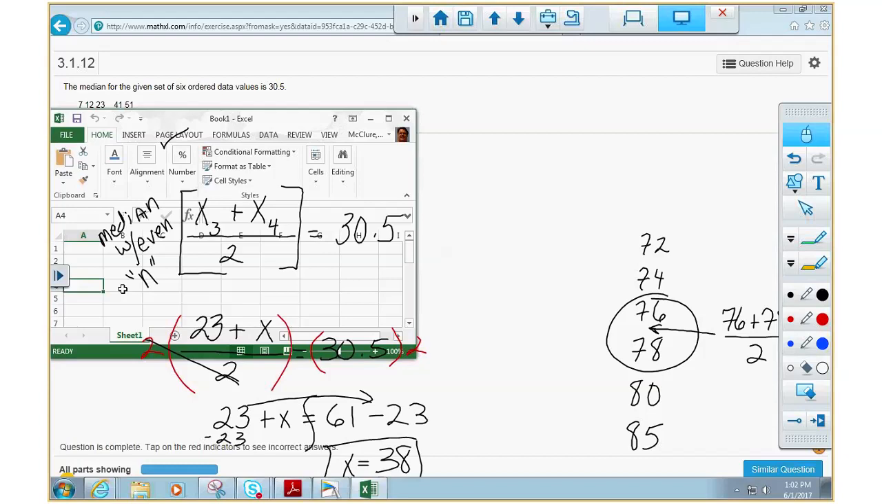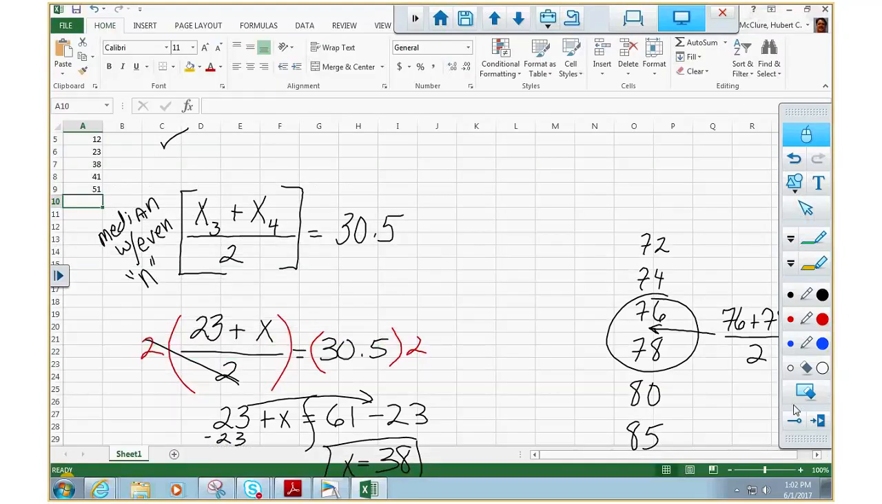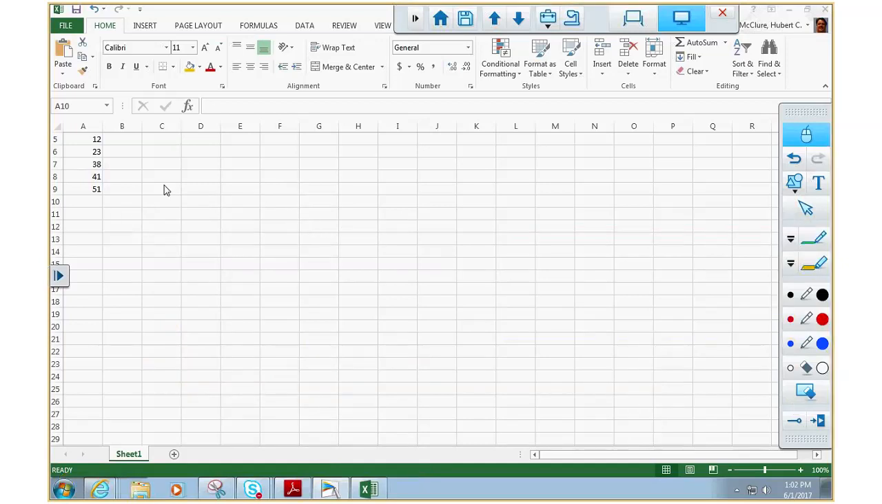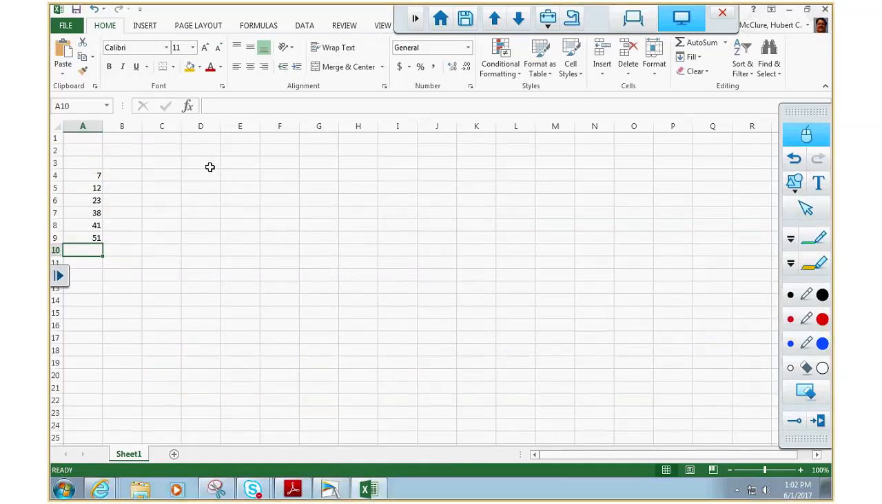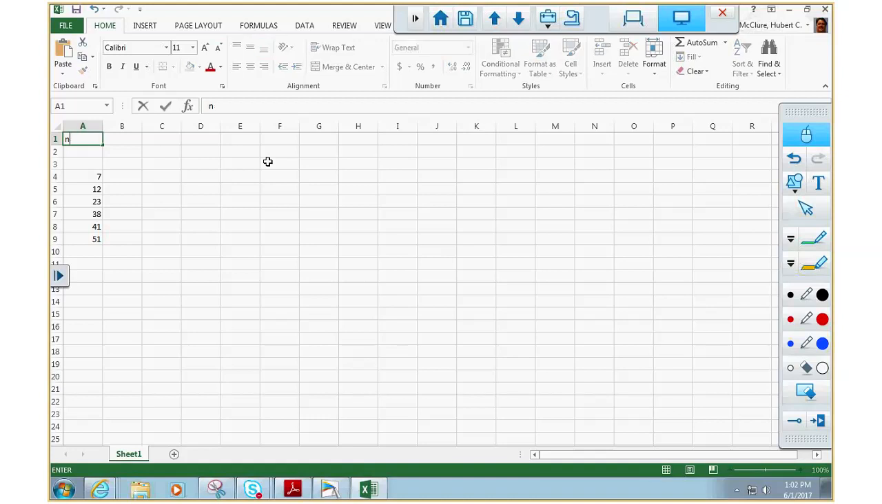All right. 7, 12, 23, what is it, 38, 41, and 51. All right, so there's our numbers. We know n is equal to 6. And we don't have to do this for the question. I'm doing this just for practice for y'all for the test, because this is the type of question I'm going to ask. Mean and standard deviation.